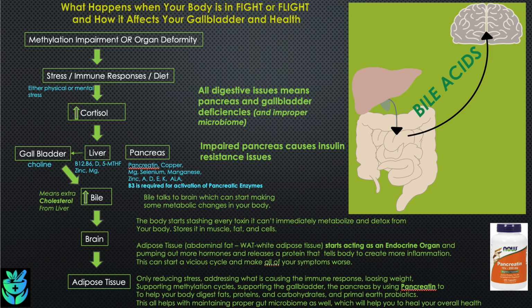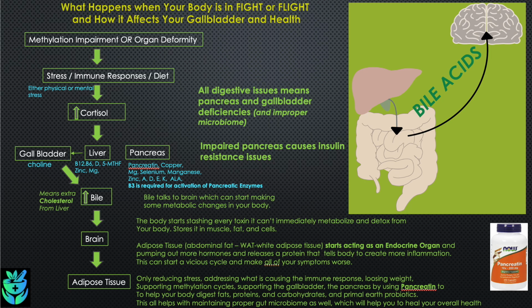So if it doesn't get recycled, that means the next time you eat, you don't have enough bile to digest your food again. And if that's the case, then you can't absorb fats. And this is why a lot of folks have to start taking a digestive aid like pancreatin, because this process isn't working properly because you just don't have enough bile to digest your food every time you eat. And like I said, if you already have methylation impairments, this is already hampered.